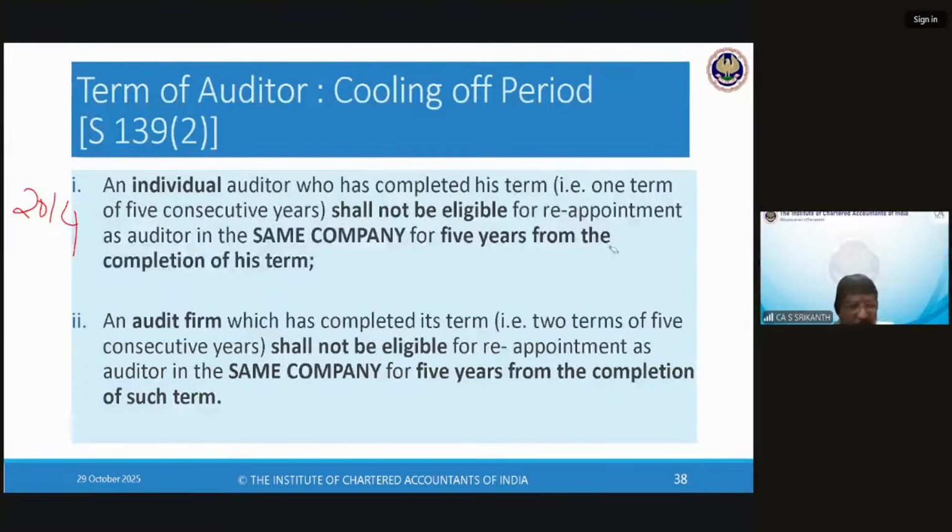The law will apply to you, because you are not the auditor at the time of commencement of the act. Only after the commencement, somebody else was there. We are not going to appoint him. A new guy is going to be appointed. That new guy gets a normal 5 years term only. Even if it's a firm, they will be appointed for 5 years at a time. If it's a firm, at the end of the 5th AGM, they can be appointed for another period of 5 years. That's all. Okay.